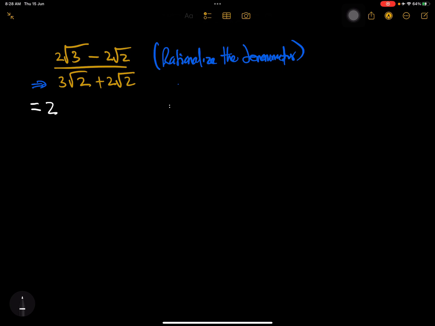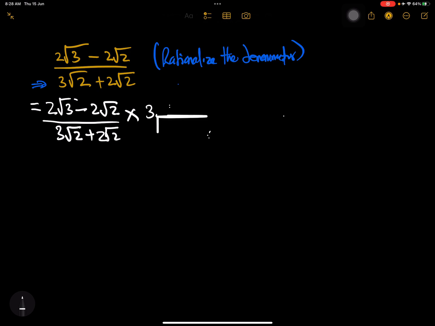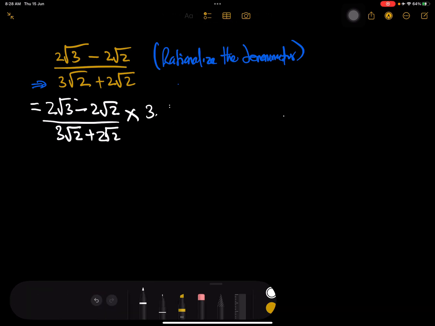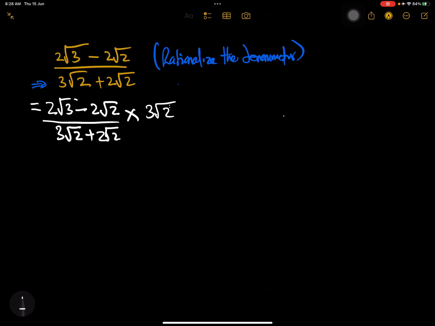So we're going to have 2 square root of 3 minus 2 square root of 2 divided by 3 square root of 2 plus 2 square root of 2, and we multiply that by the denominator and change the sign. So we're going to have 3 square root of 2 minus, we change the sign to minus, 2 square root of 2, divided by 3 square root of 2 minus 2 square root of 2.